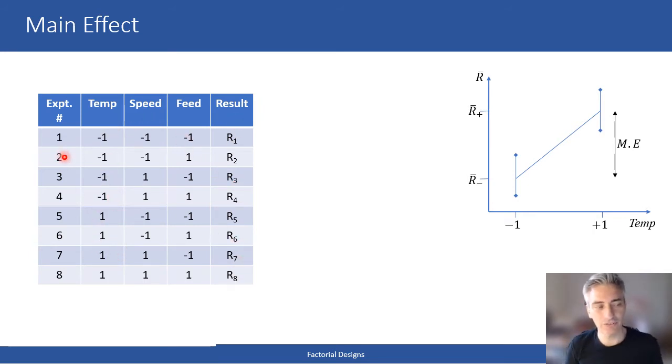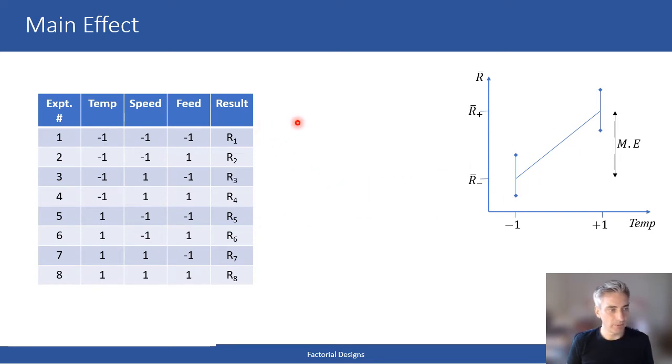Now here's the interesting point. We actually have 4 measurements where the temperature is low, and we have 4 measurements where the temperature is high. And the same applies for speed. We have 4 with the speed low, and 4 with the speed high. And of course the same applies for feed. So we can actually calculate the average effect of the temperature being low with the other 2 factors changing, and the average effect of the temperature being high and the other 2 factors changing. And we can plot it.